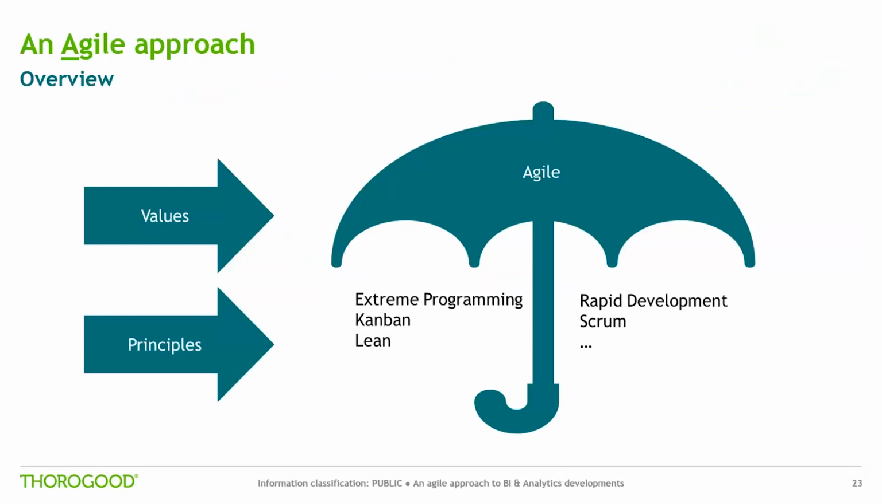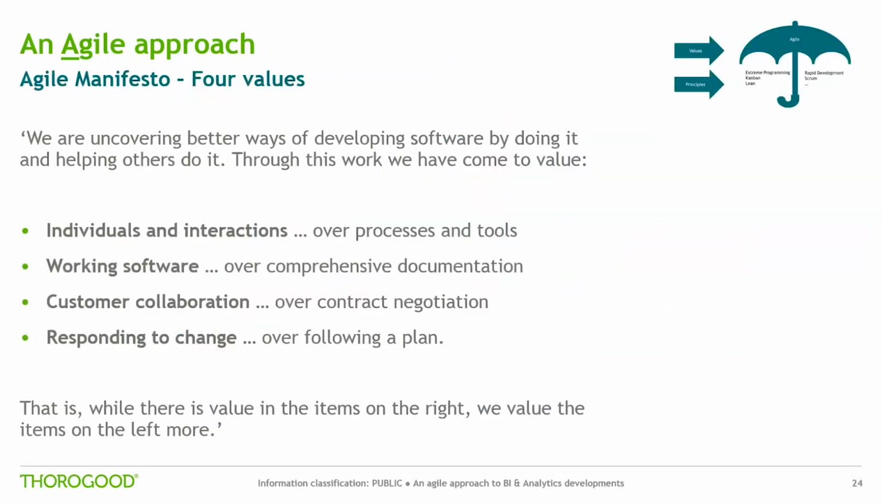It consists of 4 values and 12 principles, and examples of such approaches and frameworks are rapid application development, extreme programming, lean, Kanban, and Scrum. In summary, the 4 values of the approach are to value individuals and interactions over processes and tools, working software over comprehensive documentation, customer collaboration over contract negotiation, and responding to change over following a plan. That is, whilst there is value in the items on the right, they value the items on the left more.